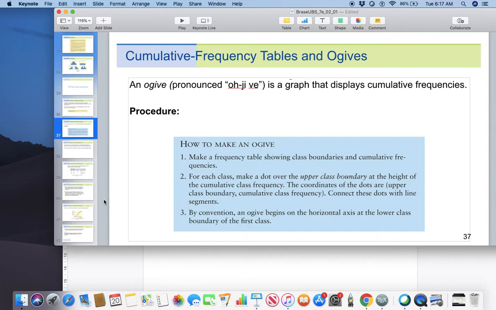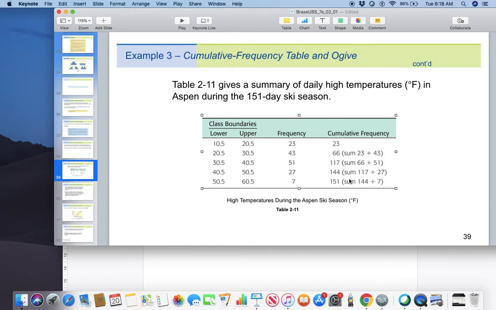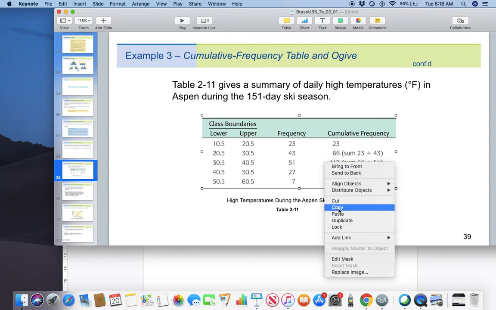Okay, so for example, here is an ogive. These are class boundaries. You see, you start from 0, that is height 0, and then you start adding class cumulative frequency in this fashion. Okay, so these are the cumulative frequencies. Let's look at their table. Okay, let's copy and paste.